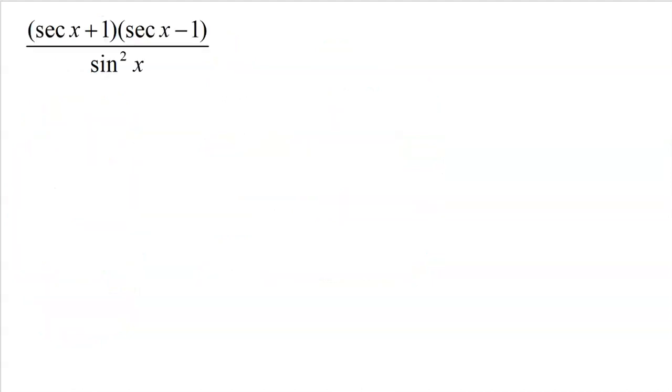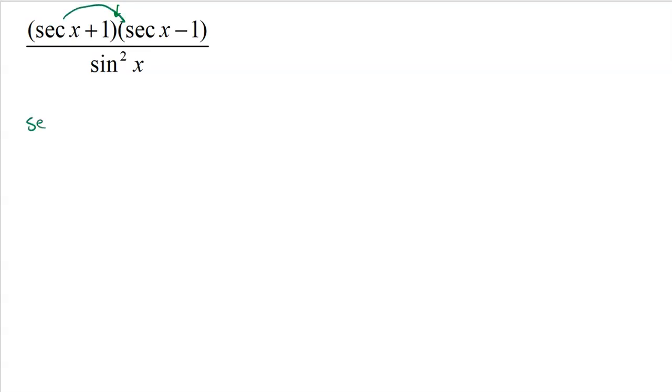All right, here we go. Secant plus 1 times secant minus 1, all divided by sine squared. What do I do here? Well, lots of different things you could do. But again, when you see two parentheses butted up next to each other, that typically means to multiply. So why don't we multiply? So let's go ahead and FOIL.